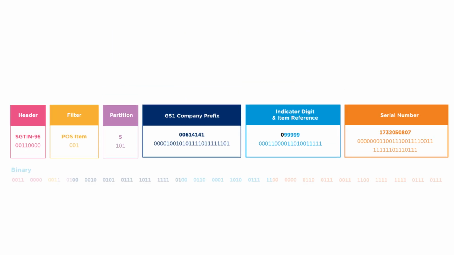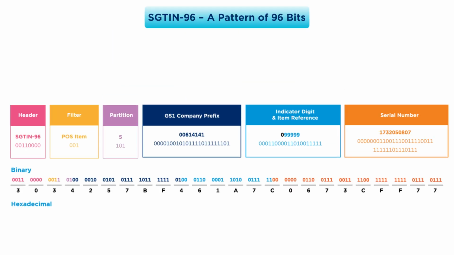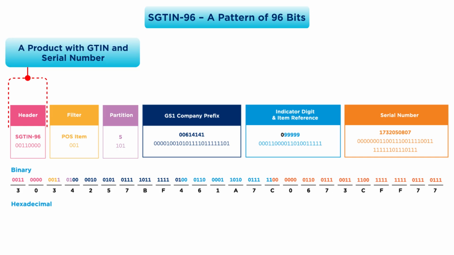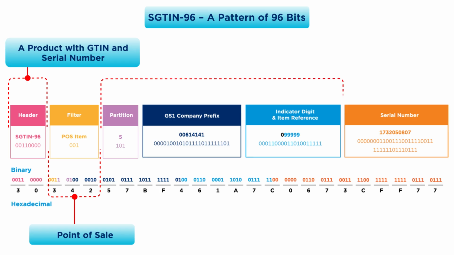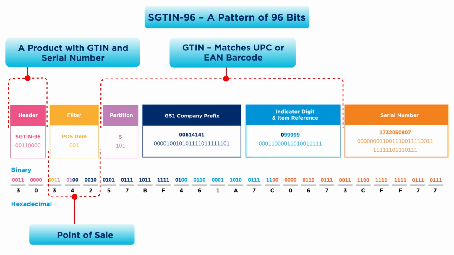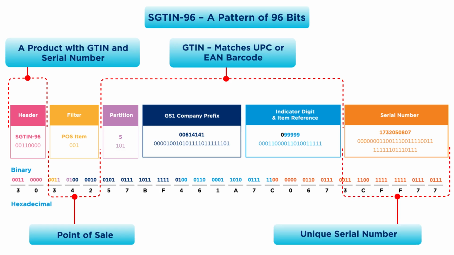The specific construction of the SG-1096 shows a pattern of 96 bits is used. The first 8 bits indicate the encoding, showing that this is a product and to expect a G10 and serial number. The next 3 bits indicate that this is a point-of-sale item. The next 3 segments combine to describe the G10, which matches the data encoded in the barcode. And finally, the last 38 bits describe a unique serial number.